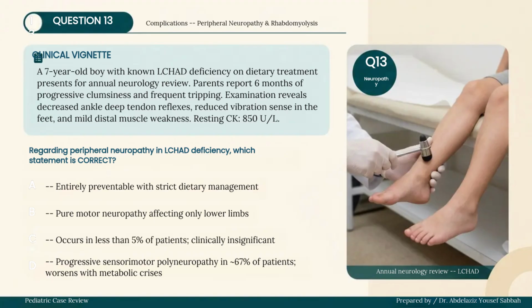Regarding peripheral neuropathy in LCHAD deficiency, which statement is correct? Option A, it is entirely preventable with strict dietary management. Option B, it is a pure motor neuropathy affecting only the lower limbs. Option C, it occurs in less than 5% of patients and is clinically insignificant. Option D, it is a progressive sensory motor polyneuropathy in about 67% of patients, and it worsens with metabolic crises.